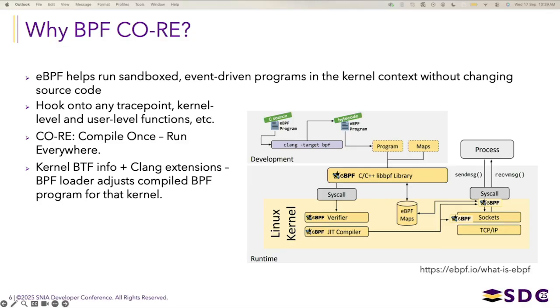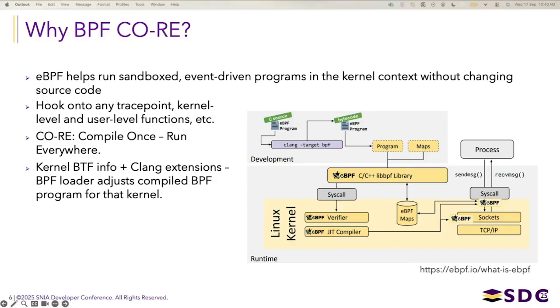So how this works is, if you have the eBPF program, Clang needs to have certain extensions that change your program to bytecode, but also record certain relocation information. For example, the type of structure and the name of the type of the structure, the name of the field that you're trying to access, the type of the field that you're trying to access, stuff like that.